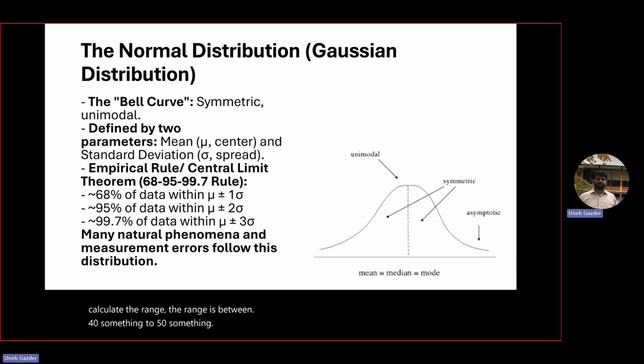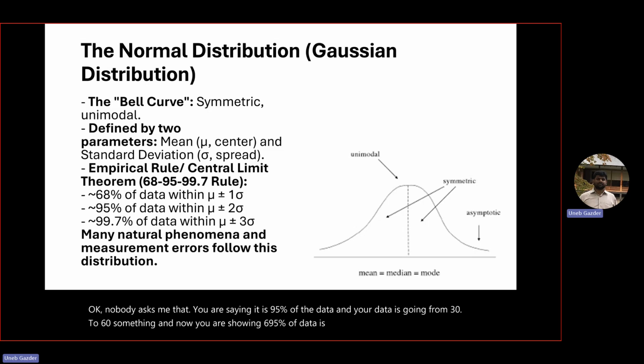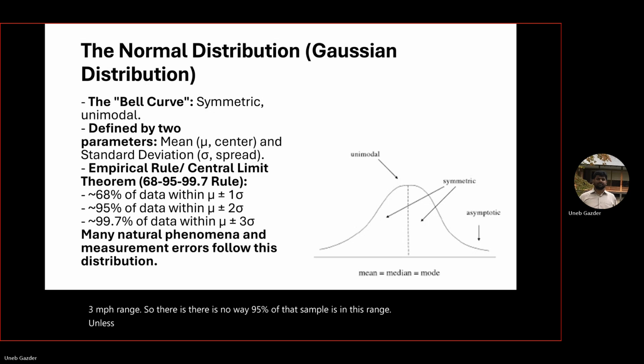Nobody asks me: you are saying it is 95% of the data, and your data is going from 30 to 60-something, and now you are showing 95% of data is there. It's not there in this sample. Anybody can see it. It's not a big range. It's not like 41 to 50. It's 48 point something to 51 point something. So it's like a 2-3 miles per hour range. So there's no way 95% of that sample is in this range.